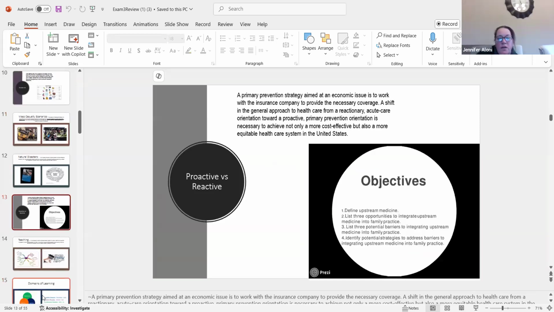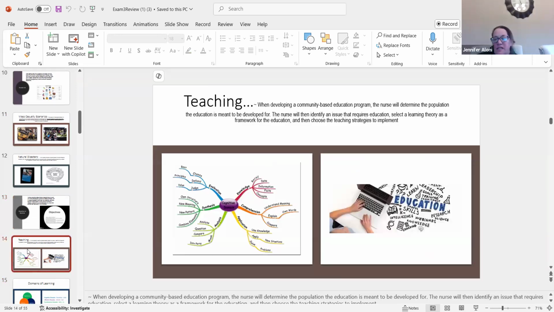We took a look at proactive and reactive. I'm going to skip that slide because I don't think you guys need to know that. We had a chapter on teaching and educating. Remember, when developing community-based programs, you have to determine who you are teaching before you teach, okay? Because teaching 5-year-olds will be different than teaching 50-year-olds. All right, then you identify the issue that needs to be taught. Select the learning theory as a framework, and then choose your teaching strategies.